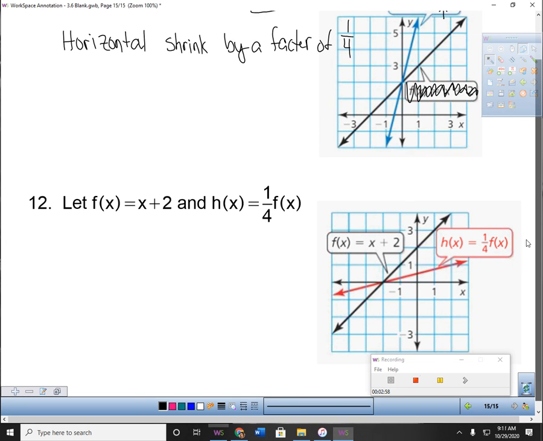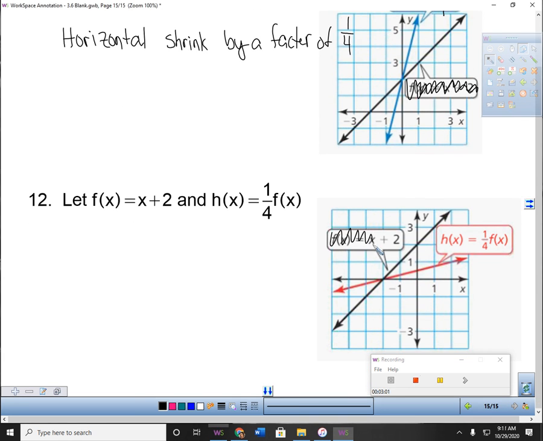So if you look at number 12, we're not going to look at f, right? F was my original. G tells me what I'm doing to f. I'm multiplying 1/4 times my whole equation. So is that a horizontal something or a vertical something? Okay, so this would be vertical. Stretch or shrink? Shrink, because I'm going to go exactly what I think, right? Seems like a shrink, so I'm going to put a shrink. It's between 0 and 1, right? And then by a factor of what? By a factor of 1/4. We don't flip it, right?